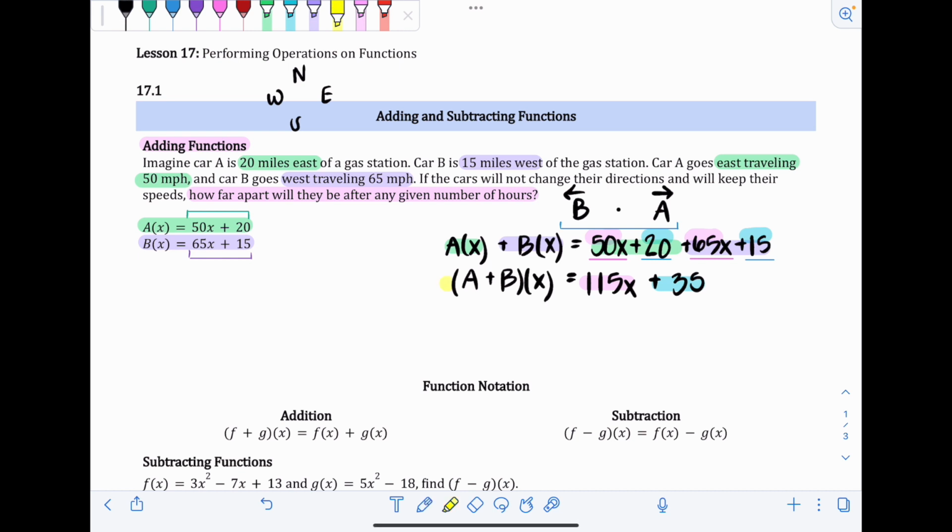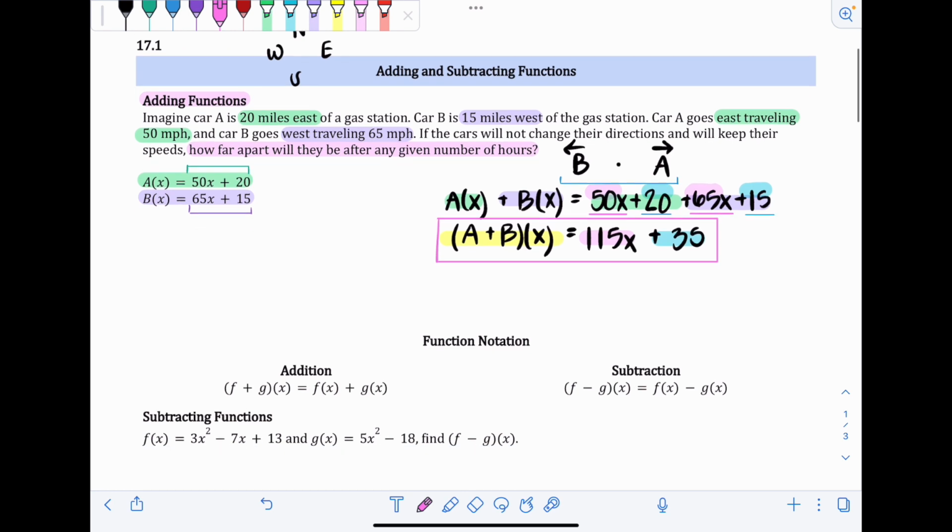So these two parts of the problem mean the same exact thing. They're just two different notations. a of x plus b of x means you're adding the two functions together, and so does a plus b of x. In the end, the distance that the two cars are apart from each other is 115x plus 35, or a plus b of x equals 115x plus 35.